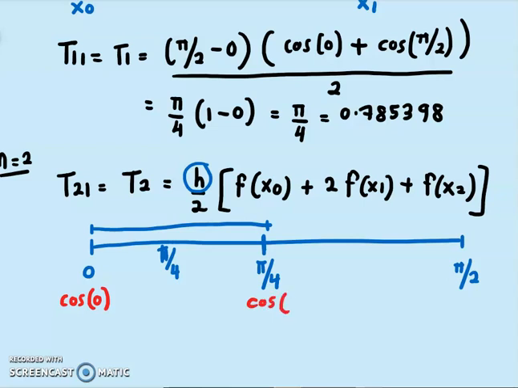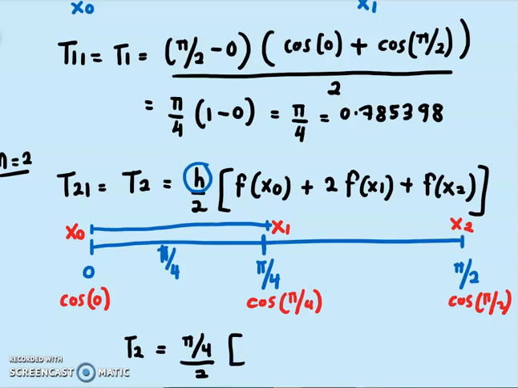This is cos pi over 4 and this is cos pi over 2. The other thing is, this is my x0, x1, x2. Okay, if you have that in your mind, then you can find T2 equals pi over 4 divided by 2 times f of x0, which is cos 0, plus 2 times cos pi over 4, which is x1, and then cos pi over 2.